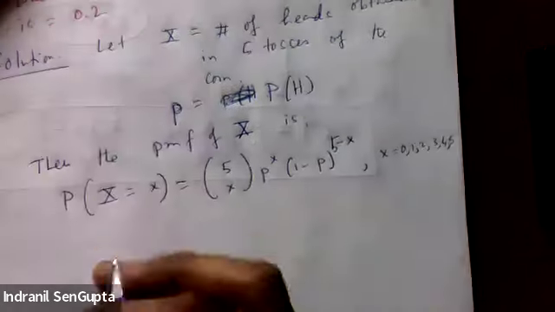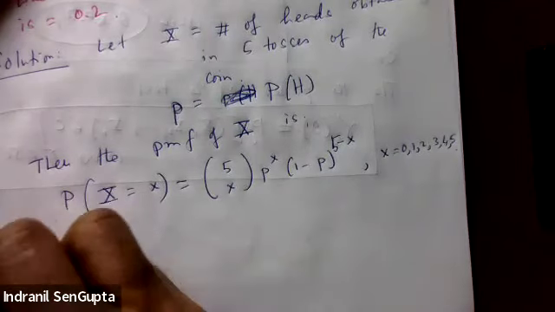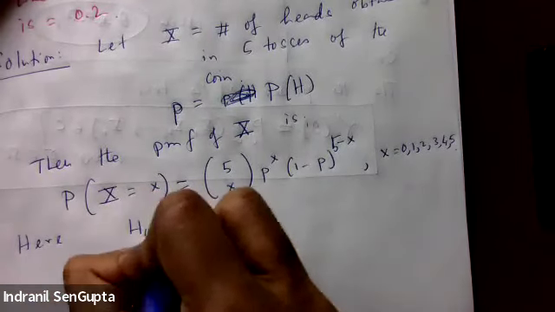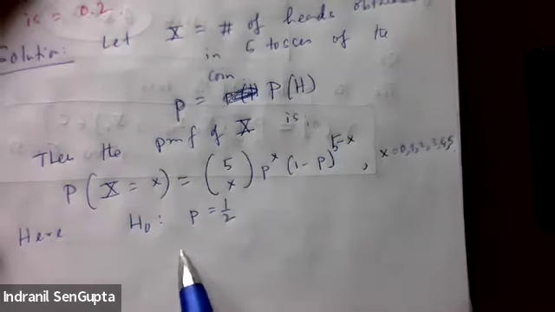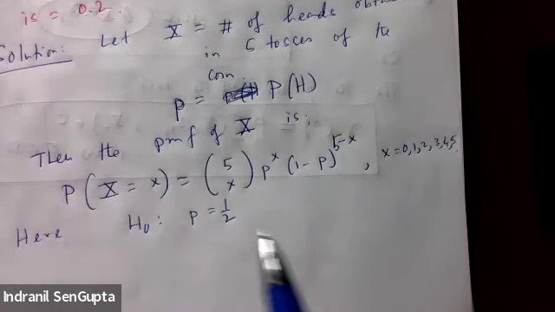Okay, so let's write this now. So here, H0 is p equals 1/2. So we are testing if the coin is fair. So p is 1/2.